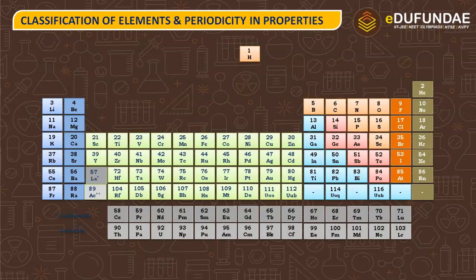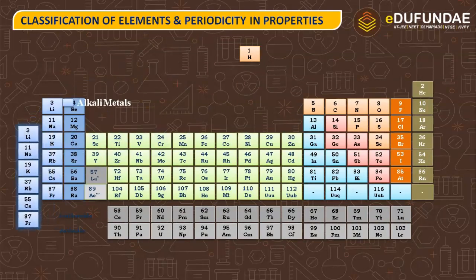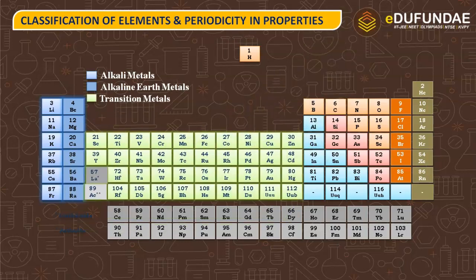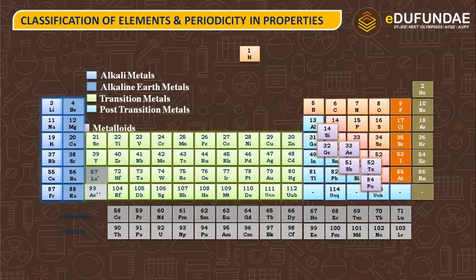So here is the periodic table, and the elements which are present in group 1 are known as alkali metals. Group 2 elements are also metals and are known as alkaline earth metals, and the elements shaded green in color are known as transition metal elements. These are metalloids.